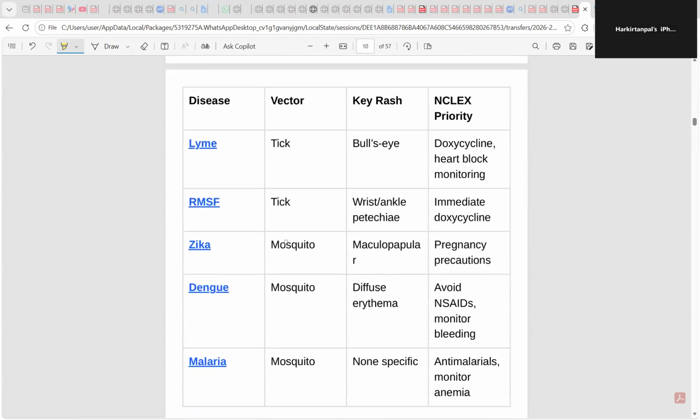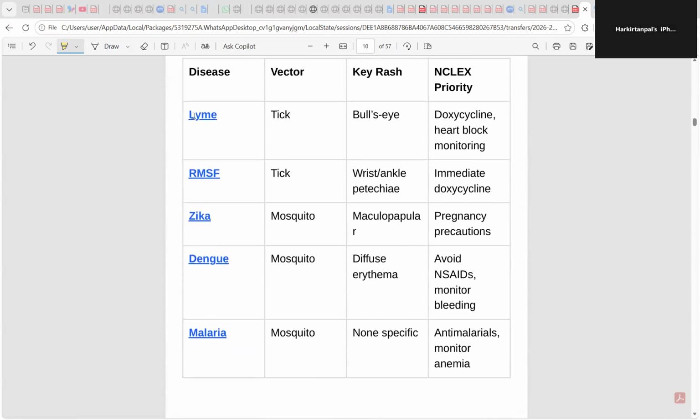In between, one more, this one is important. Lyme disease. Mainly the rash is a bullseye. It is a tick-borne disease. The treatment of choice is doxycycline.